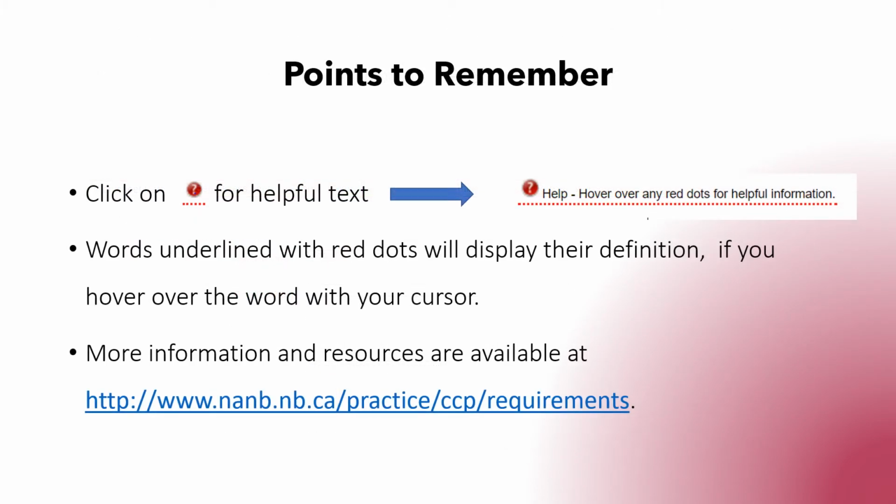Throughout the worksheets, you will see a question mark icon and words underlined with red dots. By clicking on the question marks, helpful information will appear to help you complete the required fields. By hovering over words underlined with red dots, their definition will appear. There are also additional resources available on the web page, such as a CCP guide and sample worksheets that can be accessed by clicking on the link provided.